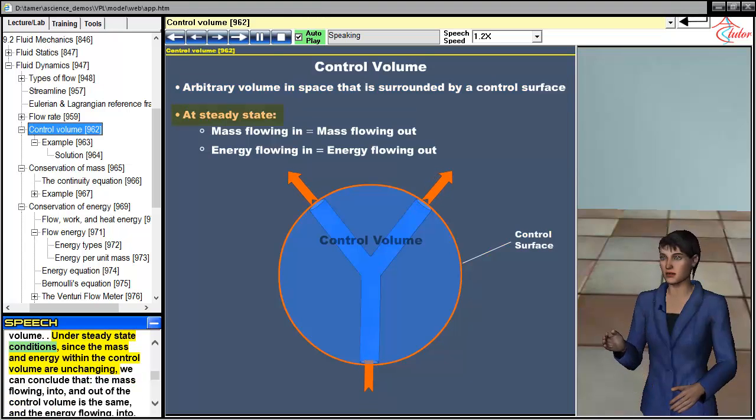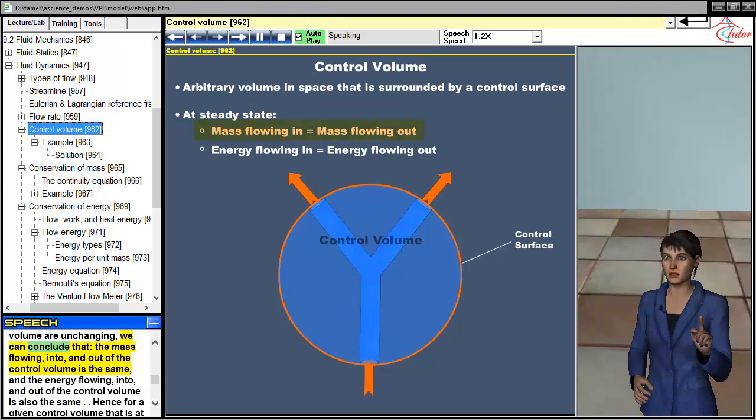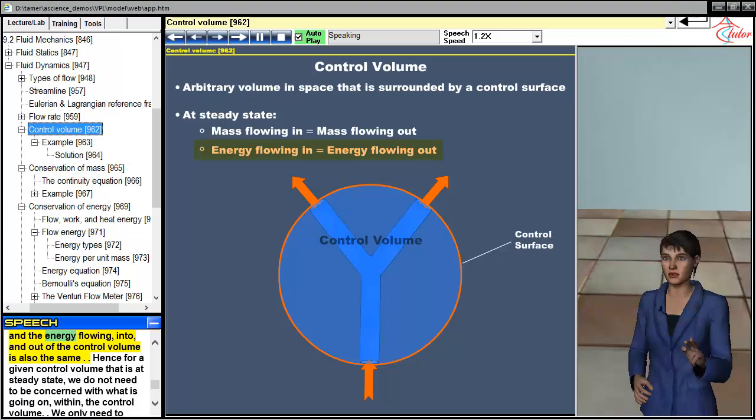Under steady-state conditions, since the mass and energy within the control volume are unchanging, we can conclude that the mass flowing into and out of the control volume is the same, and the energy flowing into and out of the control volume is also the same.